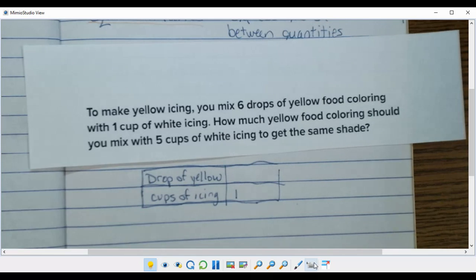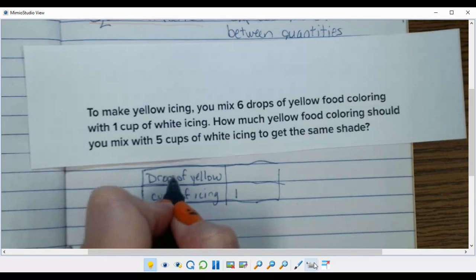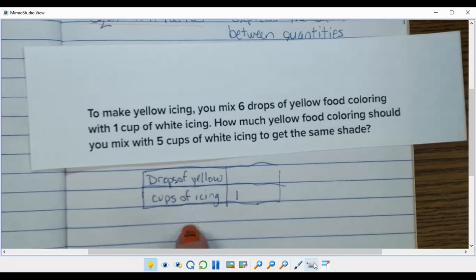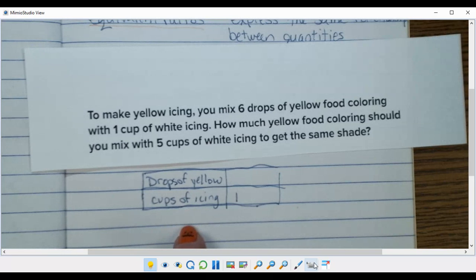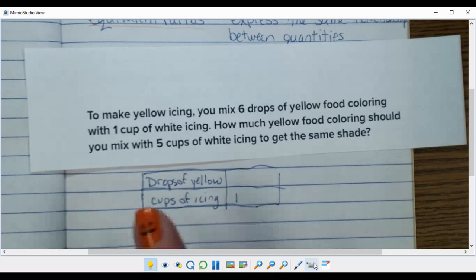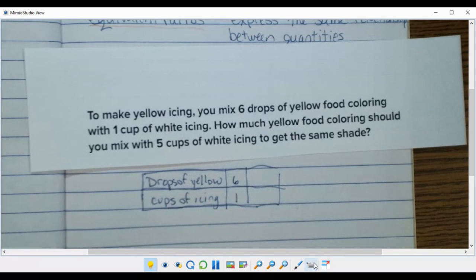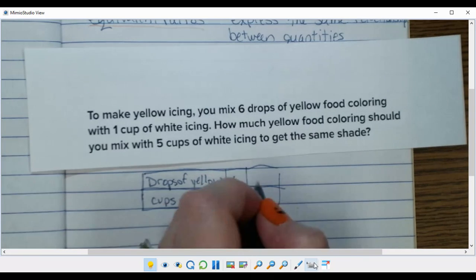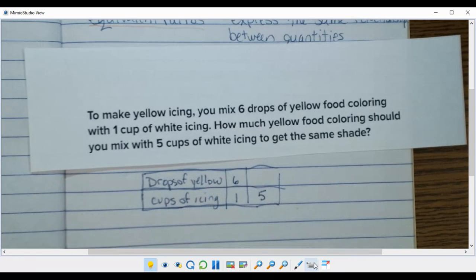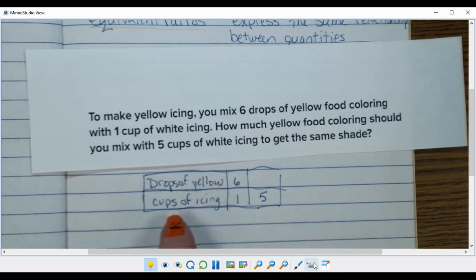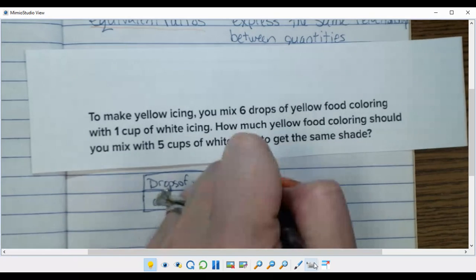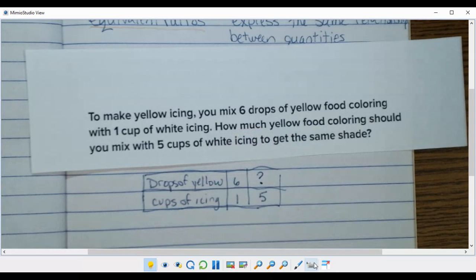We're going to set up our table. The 2 things that could change are the amount of coloring, drops of yellow, and the cups of icing that we have. Those are our 2 variables, the things that can change. So let's put in what we know. If I have 1 cup of icing, I need 6 drops of coloring. Well, the question says, how much do I need if I have 5 cups of icing? So since icing was on the bottom, I put the 5 here. This is what I'm looking for.